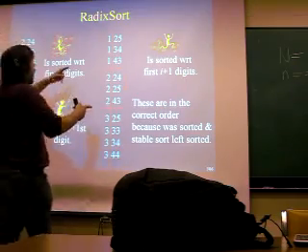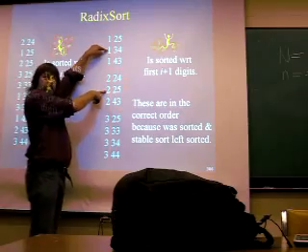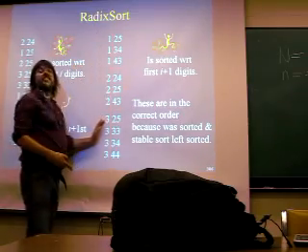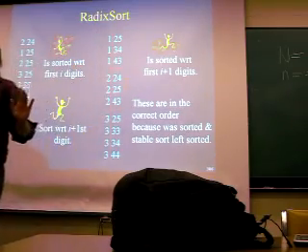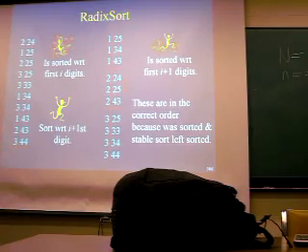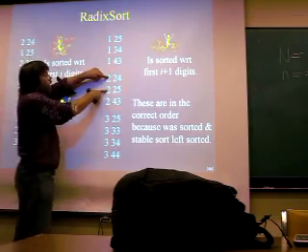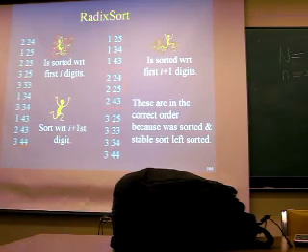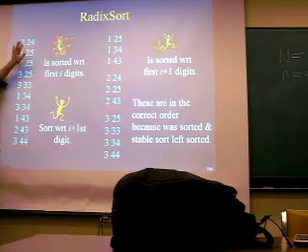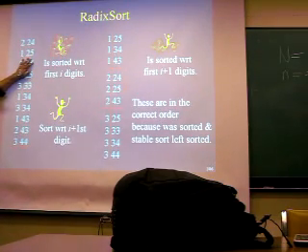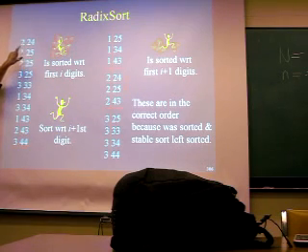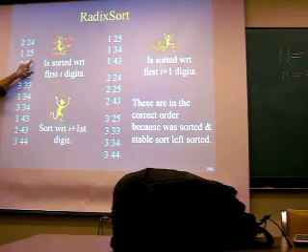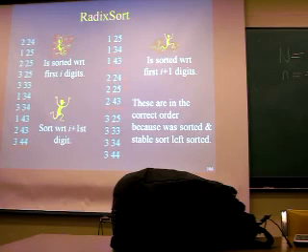So two cards, if their first digits are different, then by the step, I sorted them. And if their first digits are the same, then by the fact that I sorted them with a stable sort, they were kept in the same order. And then, by the fact that the loop invariant was true when I started, they were sorted with respect to the first I digits, so they were in the right order. Everybody got that?